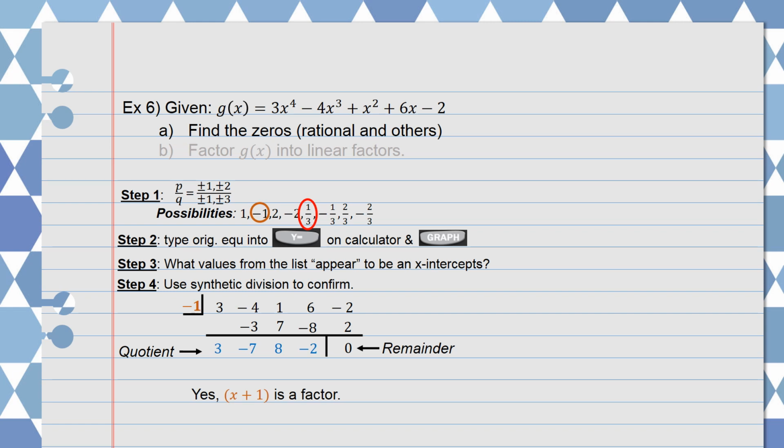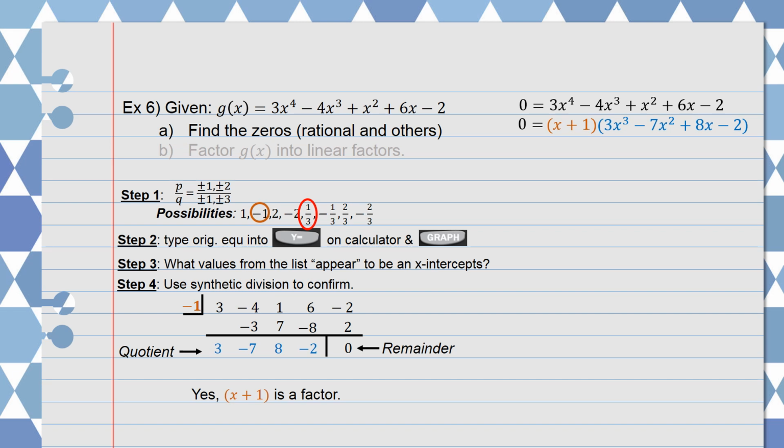Now, we are trying to find zeros, which means we would take the function and set it equal to 0. We just did synthetic division and we found a factor, which means 0 equals, and then we take out the factor we just found, x plus 1. But what are we left with? Well, we're left with the quotient, the numbers 3, -7, 8, and -2. Those are your coefficients. That means we're left with 3x cubed minus 7x squared plus 8x minus 2.